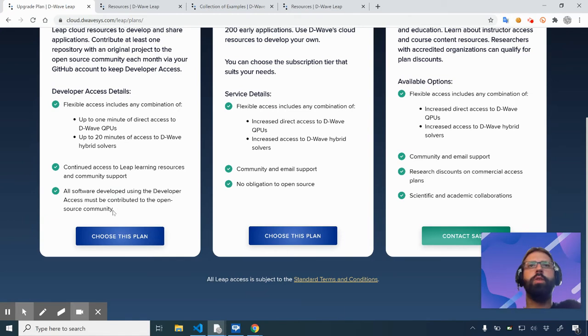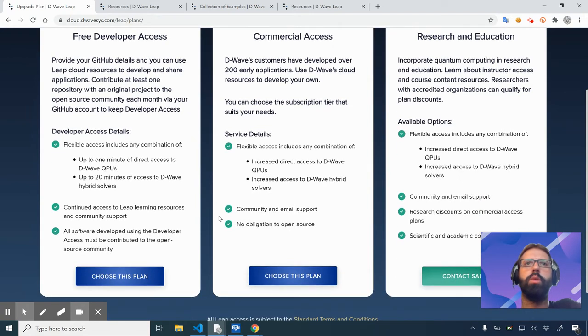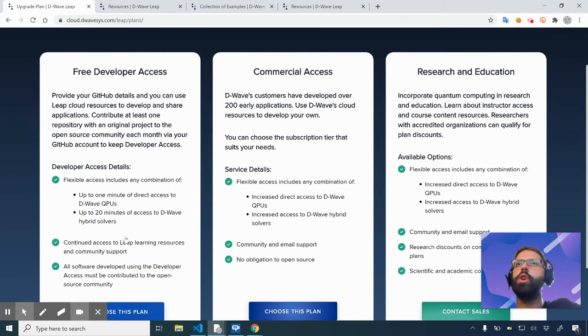Okay, so maybe let's do these. So this is a free, okay, commercial access. What does this give me? Access to D-Wave, increased access to the hybrid solvers, which I don't know what they are. Community email support, no obligation to open source. All software developers and developer access must be contributed to the open source community. That's nice. Research and education. Learn about instructor access and course content.